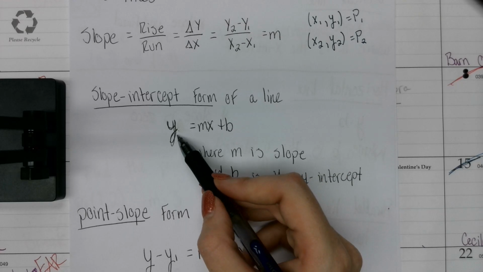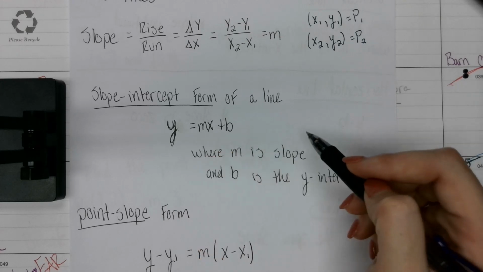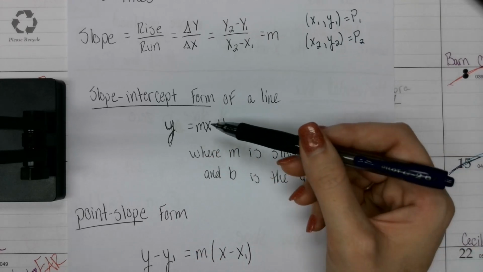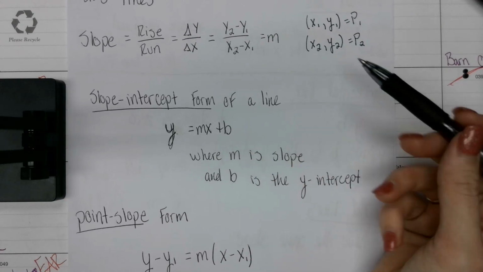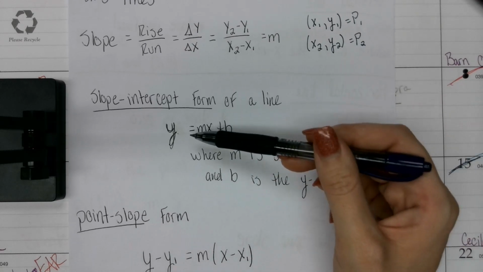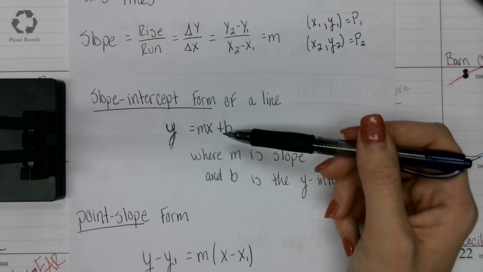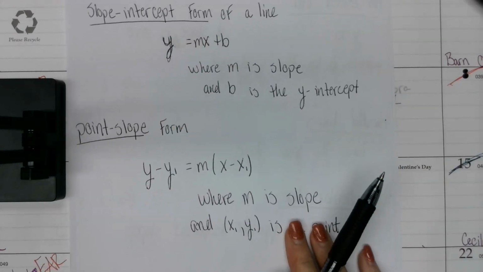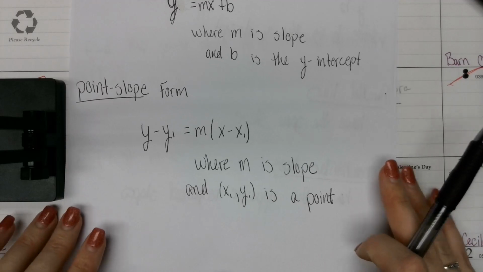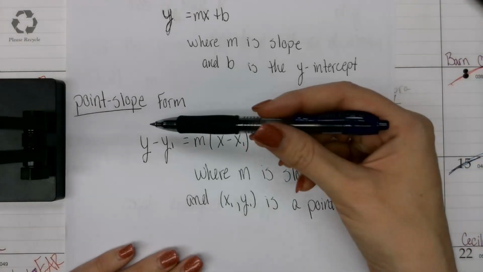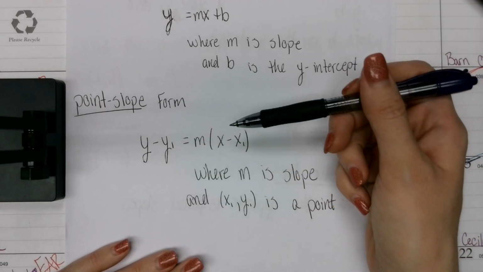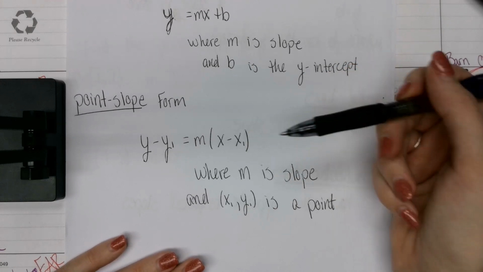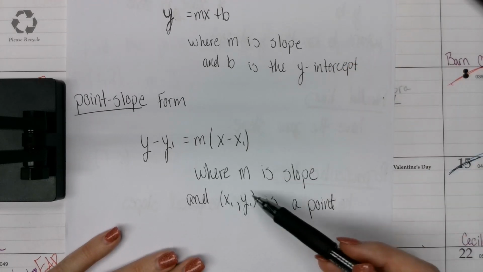I widened this out here because I about wrote equals, so if you can see that smudge there. Slope-intercept form of a line: y equals m x plus b, where b is the y-intercept and m is the slope. Point slope equation of a line: y subtract y1 equals m times x subtract x1, where x1 and y1 is a point and m is still slope.